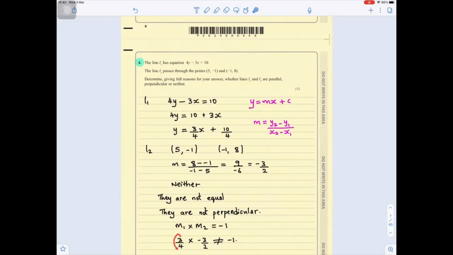m1 times m2, 3 over 4 times minus 3 over 2, gives you minus 9 over 8. So it does not give you minus 1. So they are not perpendicular. So they are neither perpendicular nor parallel.